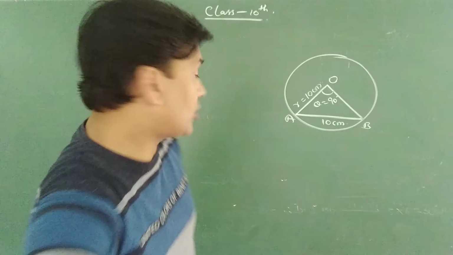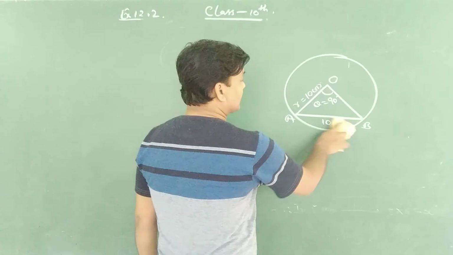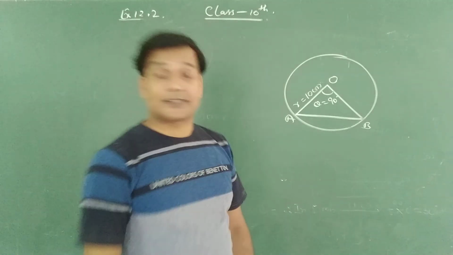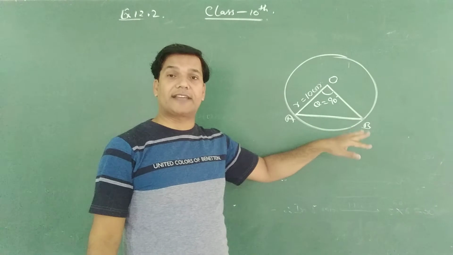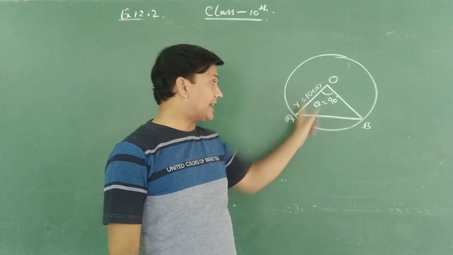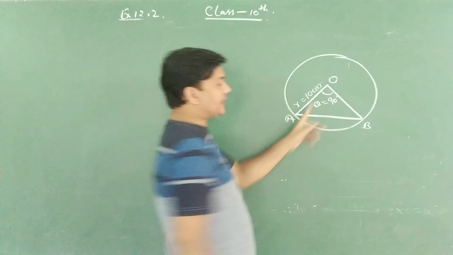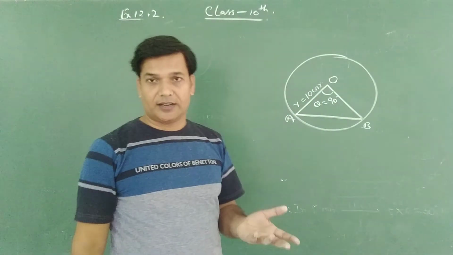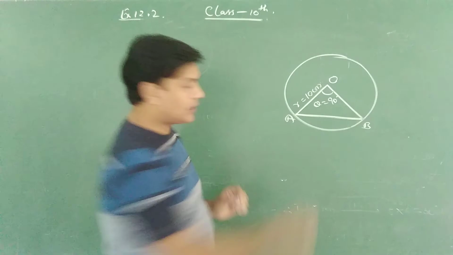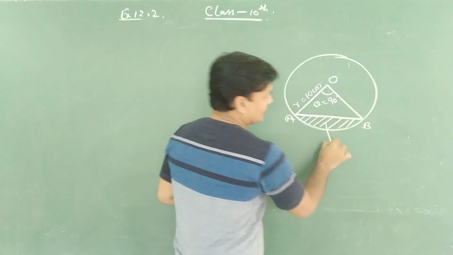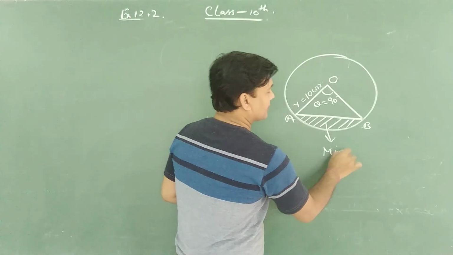ठीक. So it means it is not the radius or the length of chord that is given here. In this question the radius is given here. So now the radius r is 10 and theta is 90, and we have to find out this area which is known as minor segment.